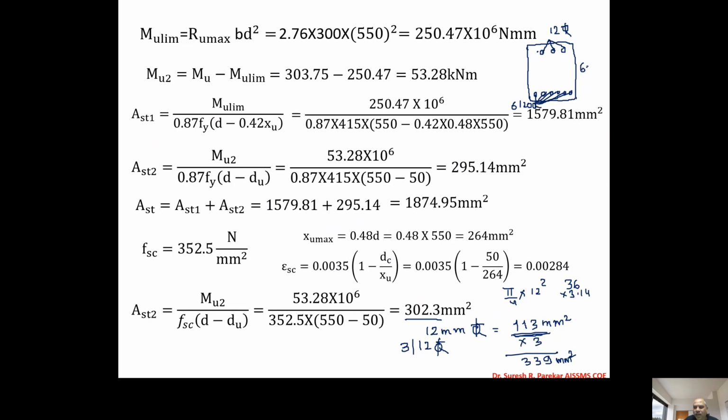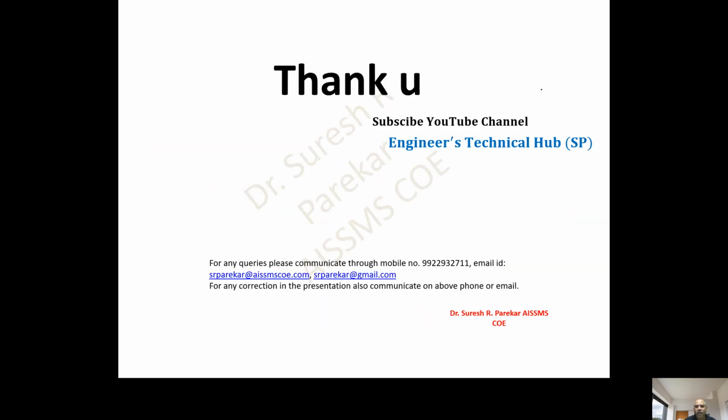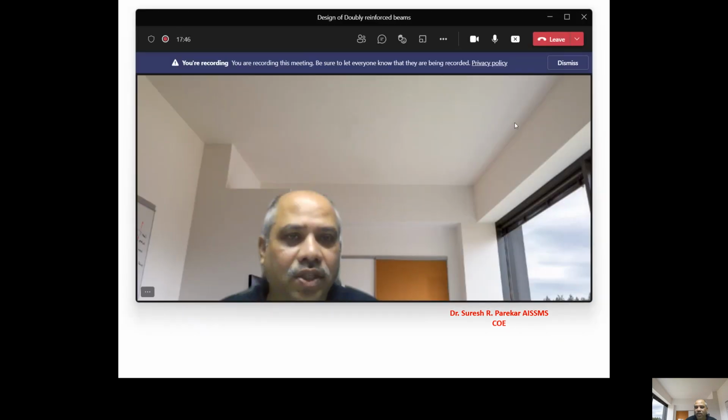Now we have this as 600 mm, and B we have 300 mm. You show all things properly, and then both covers we have 50 millimeters. Likewise, we have to show the cross section at the end. So we will stop here. This is about your doubly reinforced section. Thank you.